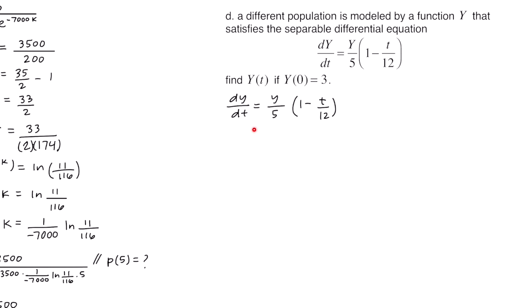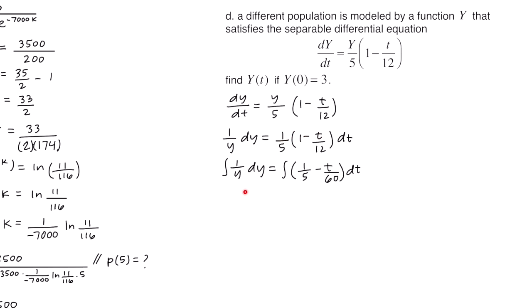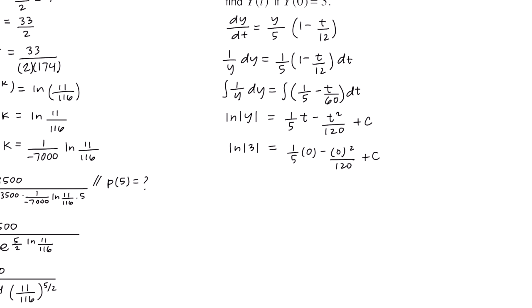So the first thing we're going to do is separate our variables. So we're going to move this y down to the left, and then we'll bring this dt up to the right. Next, I'm going to take this 1/5 and distribute it in, and we're also going to integrate both sides. So let's go ahead and integrate. And now we're going to take the initial condition y of 0 equals 3, and we're going to plug it in. So we'll plug in a 3 here for y, and then 0 for t. So we end up getting that c is equal to the natural log of 3. So now that we have c, we're going to plug it back in right here.